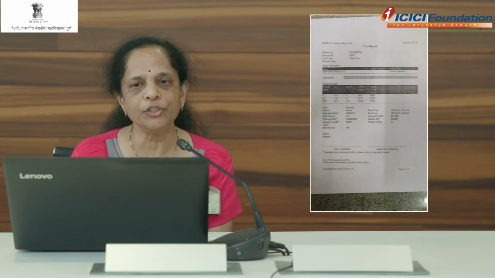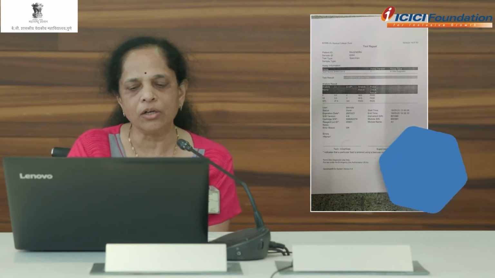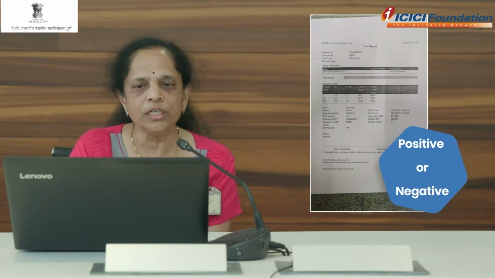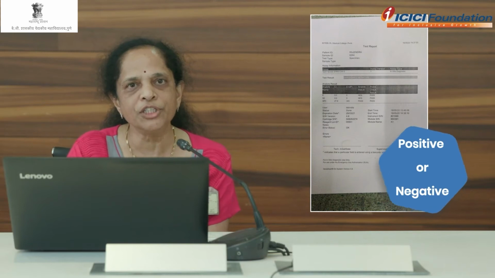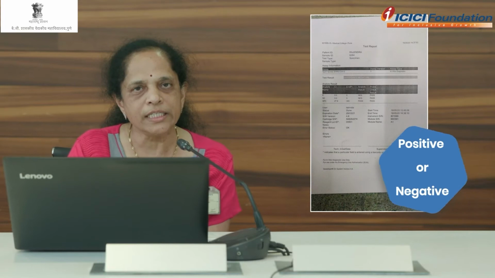This is the report which you get. This CB-NAT test detects the E gene and the N gene, and on that basis it gives the result, either positive or negative. Here there is no need for interpretation. The software in the machine itself gives you the positive or negative result.